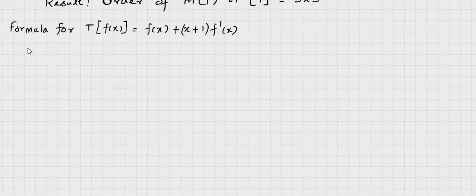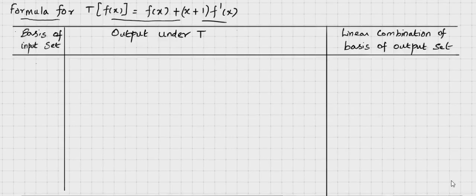This is the formula given in the problem for the transformation: T of f of x equals f of x plus 1 into f dash of x. Now we are going to compute the matrix for this transformation. In this tabular column, we are going to finish the entire problem. We have to write the basis of the input set. What is the basis of the input set? 1, x and x square. I am going to do it one by one.